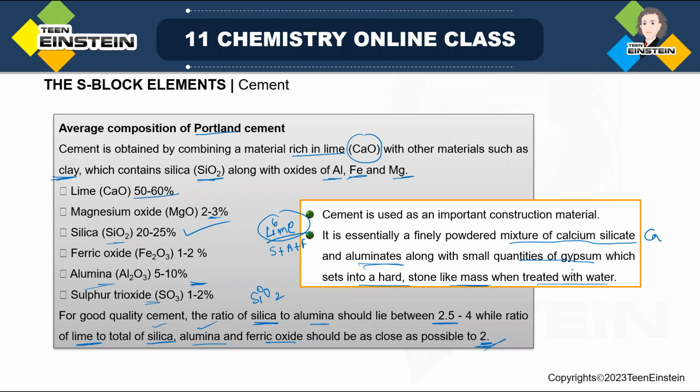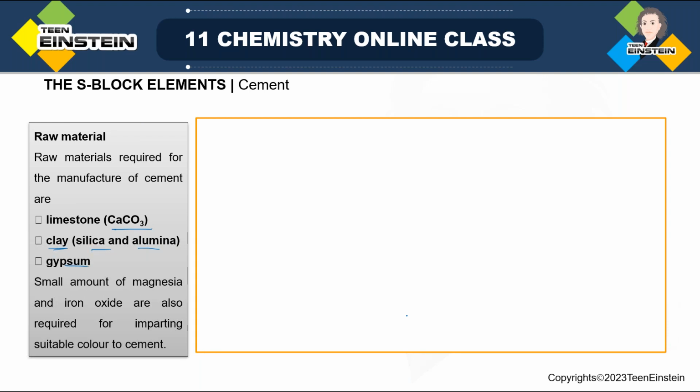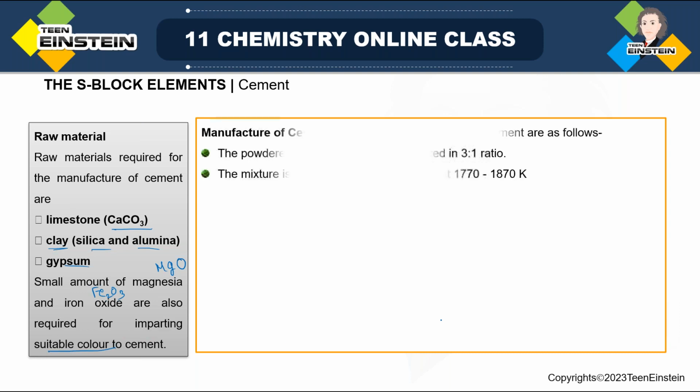Fine. Now, look at the raw materials required if we want to manufacture cement. Raw materials are limestone, calcium carbonate, clay, where the main composition is silica and alumina, and gypsum is obviously required. So a small amount of magnesia, that is MgO, and iron oxide, Fe2O3, are also required for imparting suitable color.